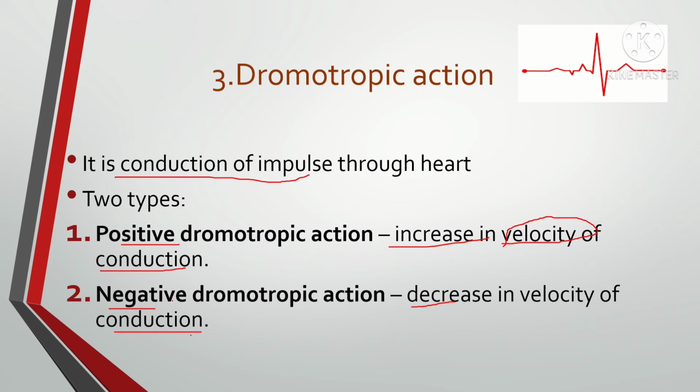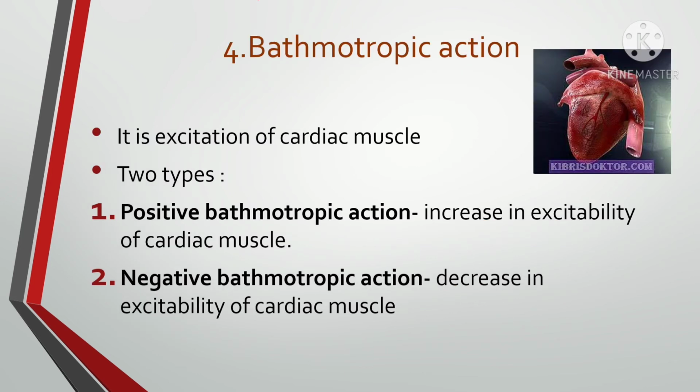Always remember, what is dromotropic? Dromotropic is the conduction of impulse through the heart. The impulse has to pass from the SAN till the AVN, then AVN to the bundle of His, then to the Purkinje fiber. Now, how the impulse has to be transferred? If the velocity is increased, the speed has increased, if the impulse is taking place at a faster rate, then we say it is a positive dromotropic action. If it is taking place at a very less velocity or a less speed, then we tell it as a negative dromotropic action, right?